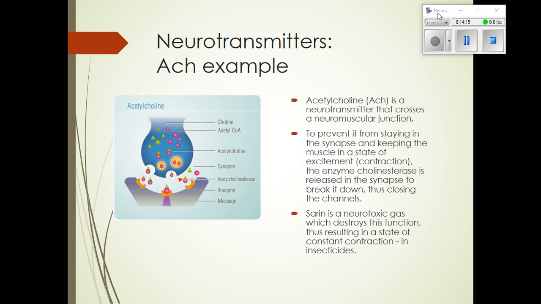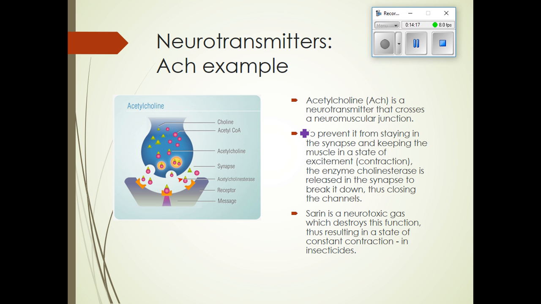Now there are lots of neurotransmitters. We're going to focus on just a few. The most important one that you need to know about for right now is acetylcholine. Acetylcholine, or ACh for short, is a neurotransmitter that crosses a neuromuscular junction. So this is the neurotransmitter that communicates between a neuron and a muscle.